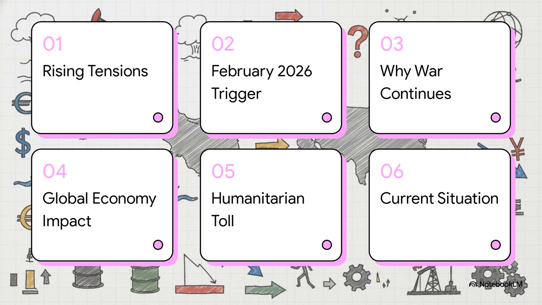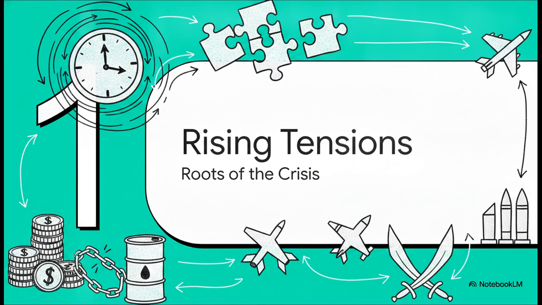Here is our roadmap. First, we'll cover the decades of rising tensions. Then, the February 2026 trigger. Why the war continues, the global economic impact, the security and humanitarian toll, and finally, the current evolving situation. Section 1, Decades of Rising Tensions, the Roots of the Crisis.